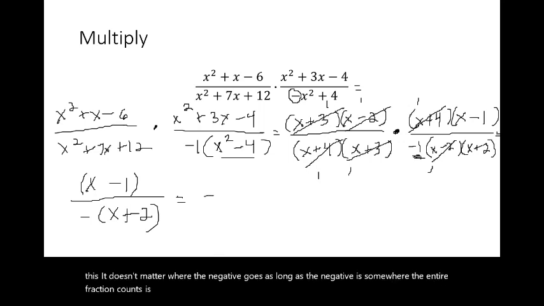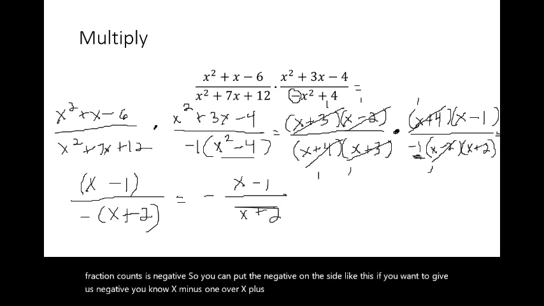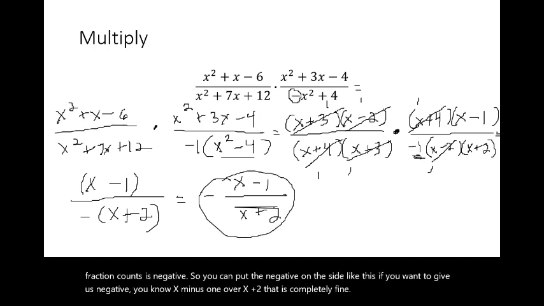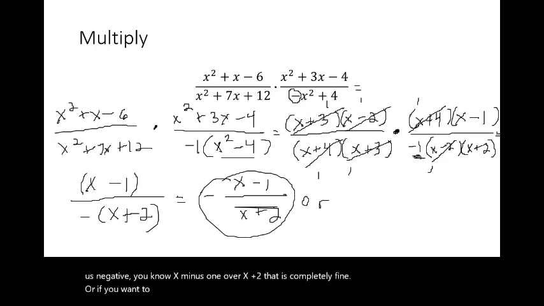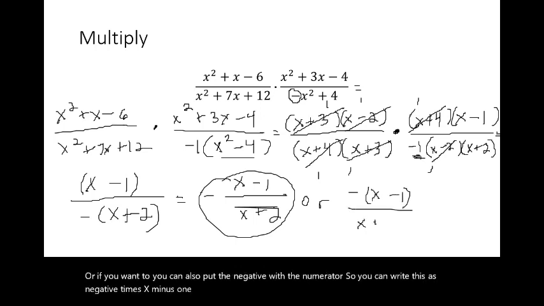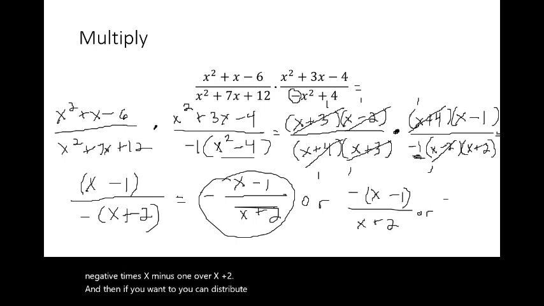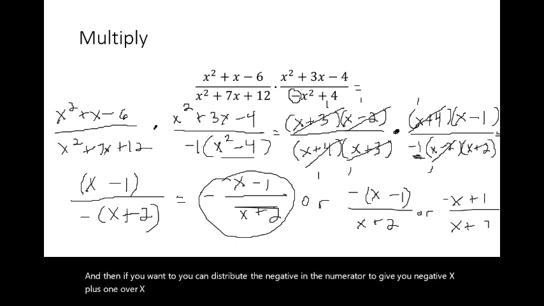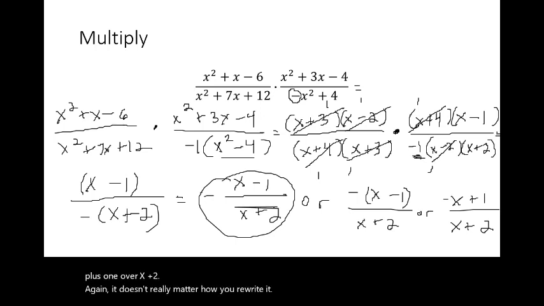So you can put the negative on the side like this if you want to give us negative, x minus 1 over x plus 2. That is completely fine. Or if you want to, you can also put the negative with the numerator, so you can write this as negative times x minus 1 over x plus 2. And then if you want to, you can distribute the negative in the numerator to give you negative x plus 1 over x plus 2. Again, it doesn't really matter how you rewrite it. Just get in the habit of not having a negative in the denominator.